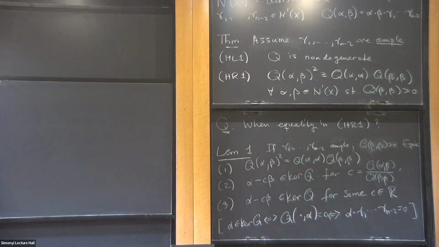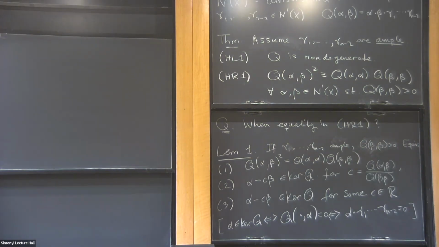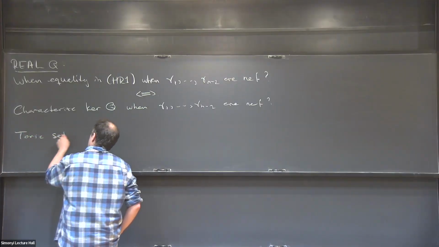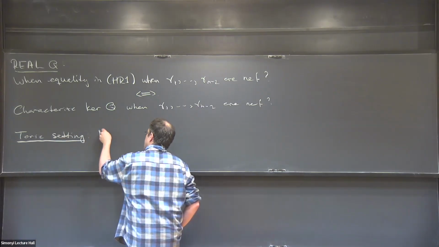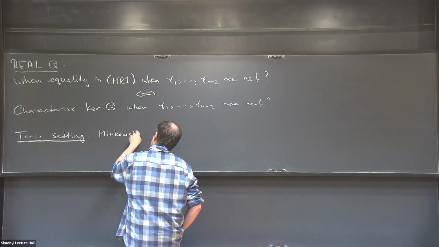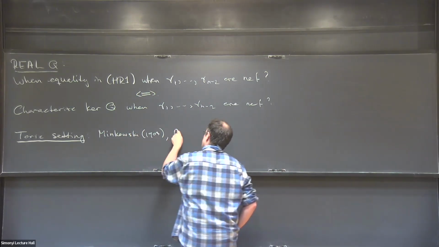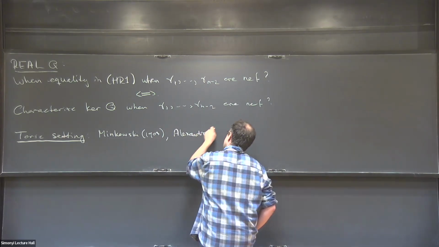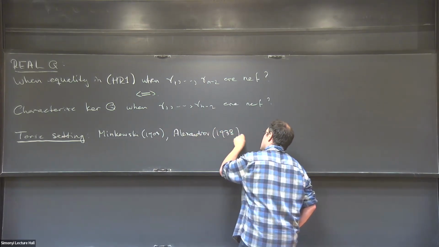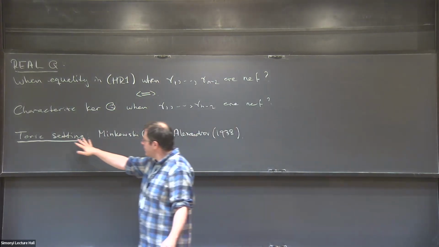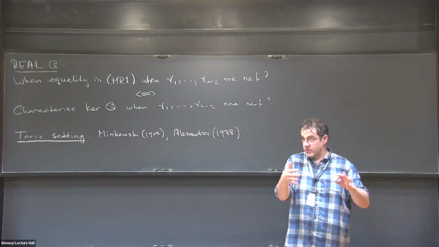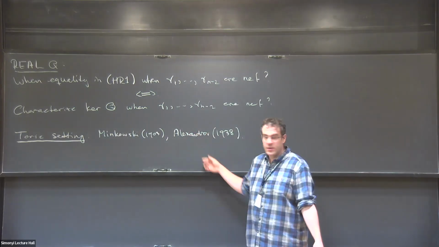So now let me just very briefly say something about the history. In the toric setting, this question is very old. It dates back to Minkowski and Alexandrov. This is just asking about the equality cases of the Alexandrov-Fenchel inequality for polytopes, right? Because if you have a toric variety, these intersection numbers just become the mixed volumes of polytopes, and this translates to a question in convex geometry.